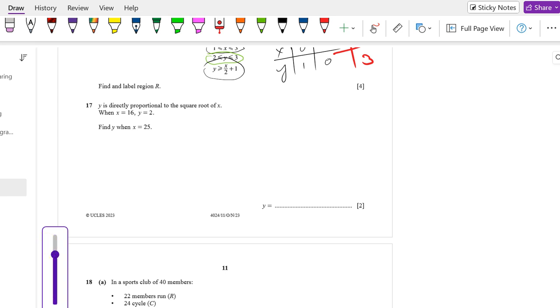Y is directly proportional to the square of X. Let's use cross multiplication method, it would be easier. So we have two quantities, y and we have x square. If it is 2 square root of x, sorry, it is square root of x.